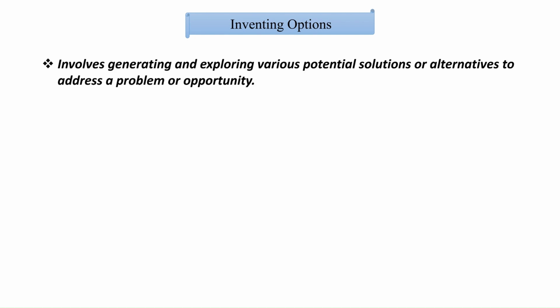Moving to the next topic, that is inventing options. The process of inventing options is a critical step in problem solving that involves generating and exploring various potential solutions or alternatives to address a problem or opportunity. It includes creative ideation, encouraging brainstorming and creative thinking to produce a range of innovative ideas and potential solutions. Diverse perspectives, considering a variety of viewpoints, approaches, or strategies that could lead to different solutions.